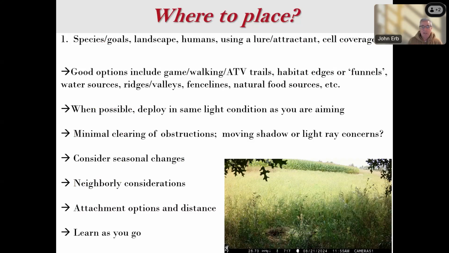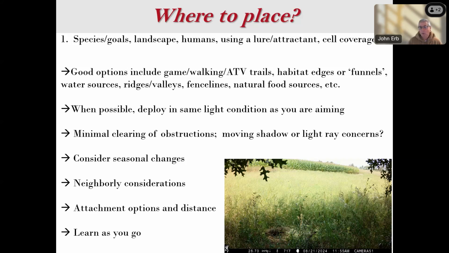Certain parts of your property get more use by yourselves, your kids, ATVs. Are you going to use a lure or some type of an attractant? That can influence it. And again, if you have a cellular camera, you need to think about maybe you have good cell coverage at a high point on your property, but not down at a low point. But in general, good options include any type of game trails, usually deer trails, even human walking trails, if not something you're using 10 times a day, ATV trails, farm trails on your property, any type of habitat edge or funnel.